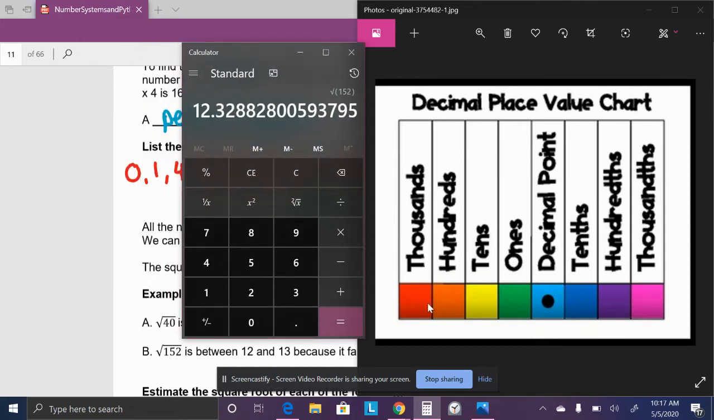The 2 is in the 1 spot. The 1 is in the 10 spot. The 3 is in the tenths. The 2 is in the hundredths. The 8's in the thousandths. Okay. So we're going to get practice with rounding our numbers today also.